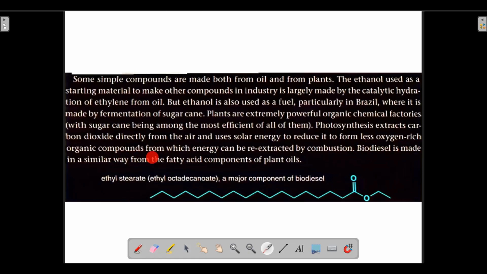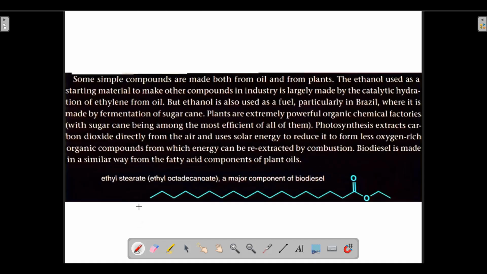Biodiesel is made in a similar way from fatty acid components of plant oils. For example, this is an example of biodiesel: ethyl stearate, or ethyl octadecanoate. This is a major component of biodiesel. You can have a look at the structure.